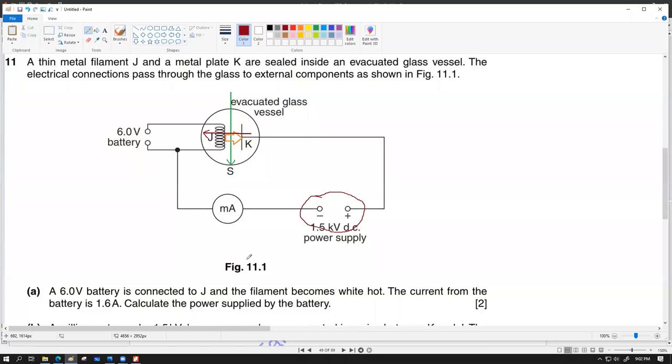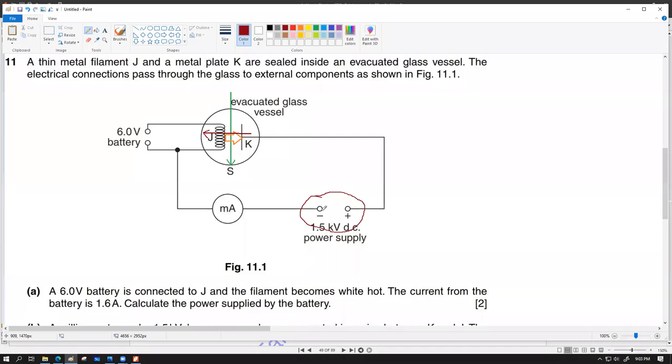Sir, when we reverse, K no longer remains the cathode, it becomes the anode. If the electrons are attracted toward it, that means there are no electrons passing from J to K, so no current is produced. So what Sabi said is very correct. Did you understand what he said?